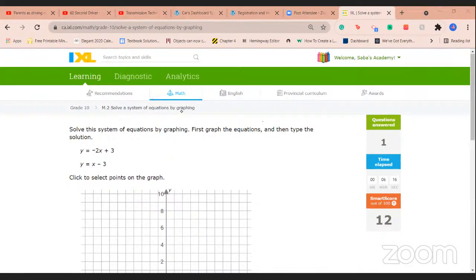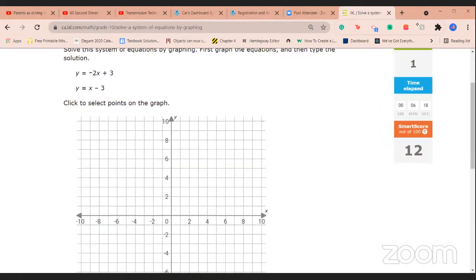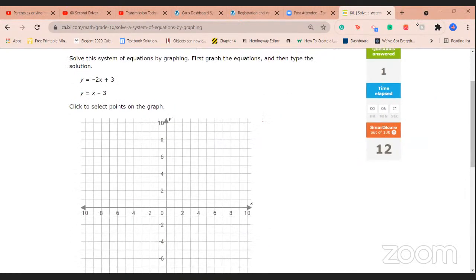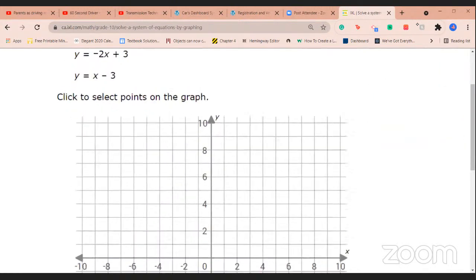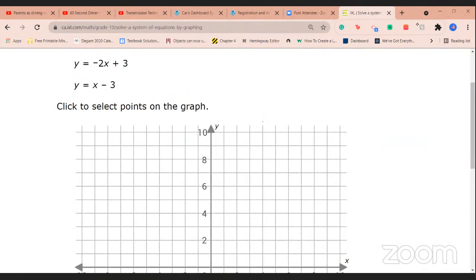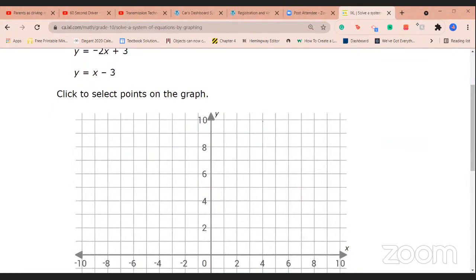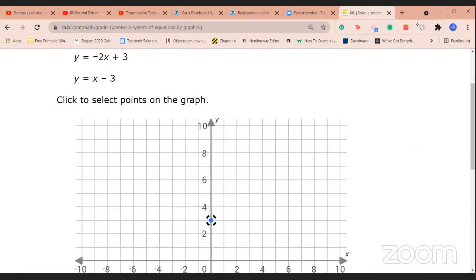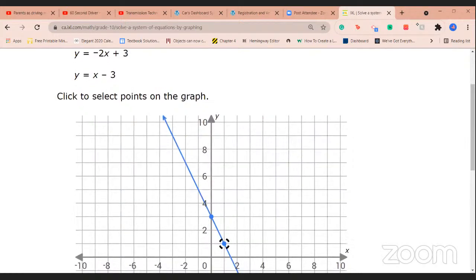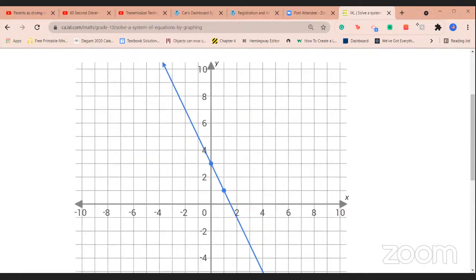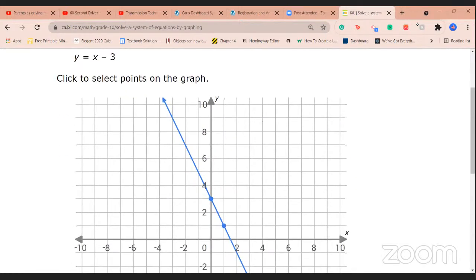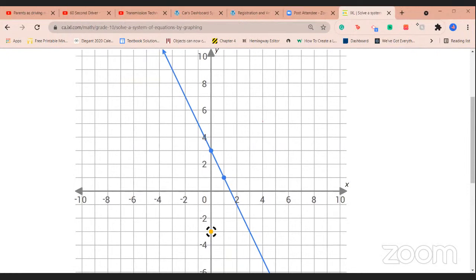Okay, so solve the system of equations by graphing. First, graph the equations, then type the solution. So, what should we do for this one? 0, 3. Yes, 0, 3, excellent. And what's the slope? 2 down, 1 right. Very good. Okay. Next line. 0, -3. Excellent.